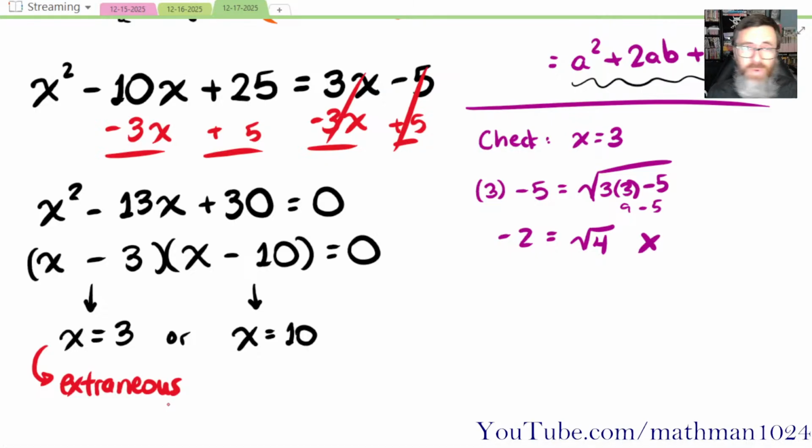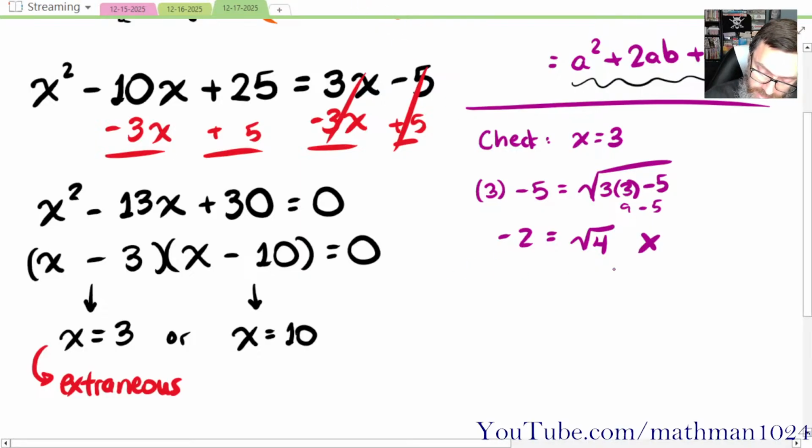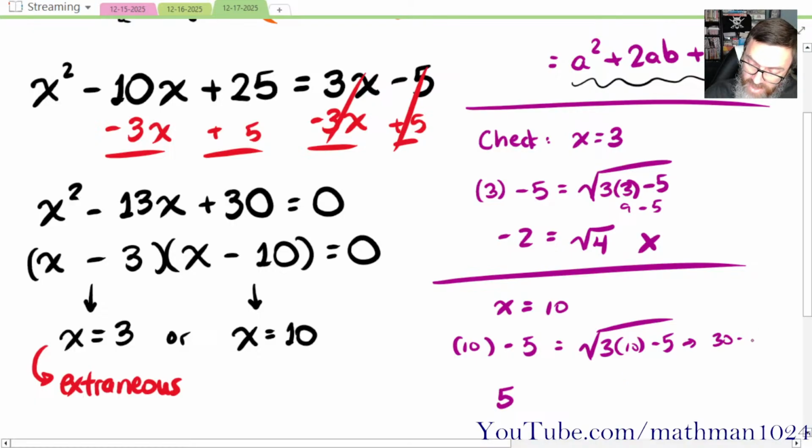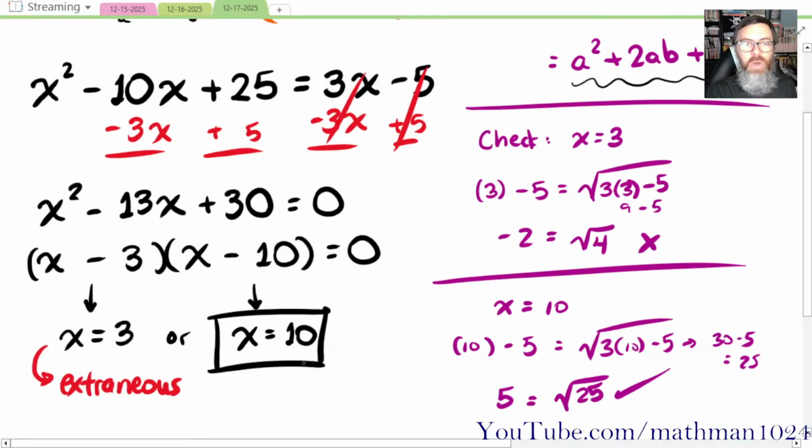Now, don't take this to mean that x equals 10 is automatically going to work. It could be that neither one of them works. It could be that they both work. So we won't know until we actually check. All right, so let's check x equals 10. I've got 10 minus 5. Does that equal 3 times 10 minus 5 in the square root? Well, 10 minus 5 is 5. This is 30 minus 5, which is 25. So does 5 equal the square root of 25? The answer is yes. So that means that x equals 10 is my only solution here for this problem.